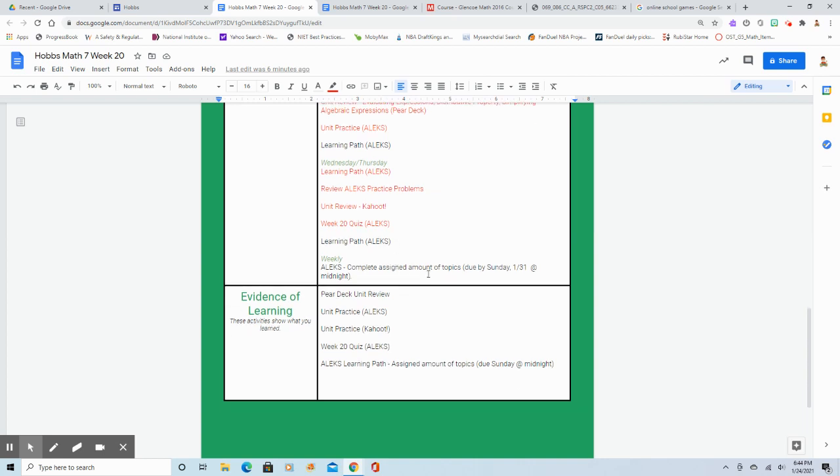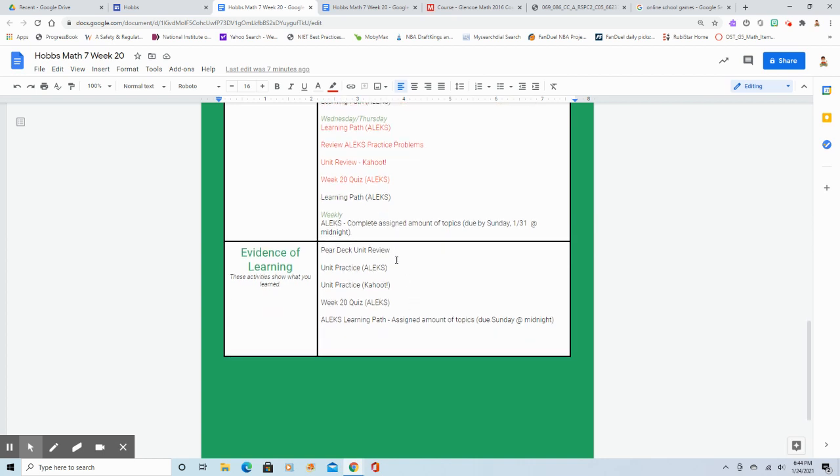Weekly, again, I'll go back to put the ALEKS up there, the learning path. This is important. They got to get it done. It's how they learn at their pace. The rest of the stuff, they got to go at my pace. But on the ALEKS, they give it to them at their pace, where they're at. So please get them to get it done. Here's the evidence of learning this week. The Pear Deck review, the unit practice on ALEKS, the Kahoot practice for the unit, the week 20 quiz, and then their learning path.